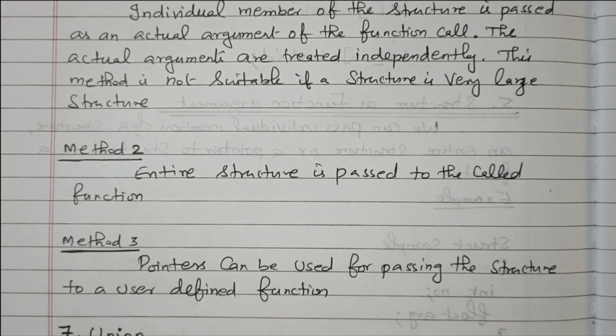So in this video we discussed how to define the structure, how to declare the structure variables, then how to access the structure members, then structure with array of variables, then functions, how to pass the structure variable to a function. What are the three methods available?